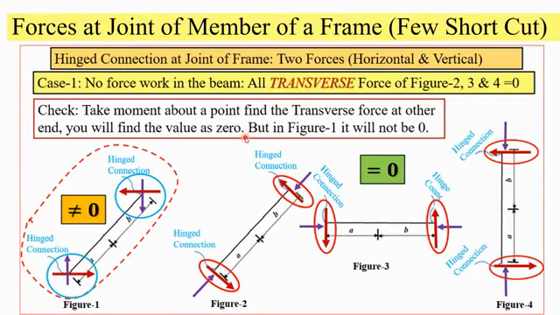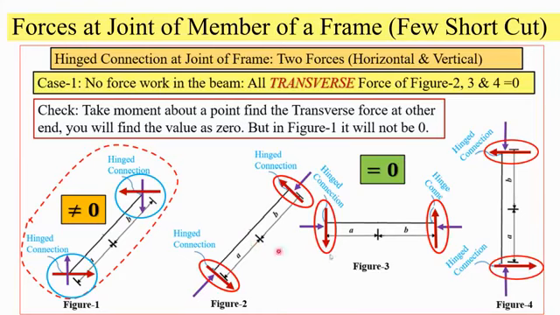It depends on the problem, which one will be better for you. Now, forces at a joint of a member of a frame. The connection at a joint of a frame has two forces, horizontal and vertical. Case 1. Actually, I am teaching you for taking the benefits. That is, if you understand this one, you can very well solve the problem of frames quickly. Case 1. No force works in the beam. Say this is the beam, this is the beam, this is the beam. No force is working.